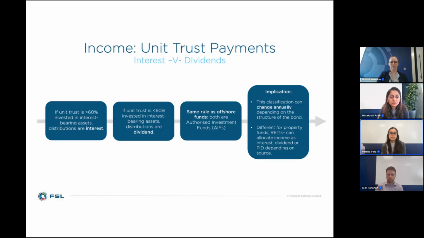That brings us on to unit trust payments and interest versus dividend. I think it's worth reiterating this point. We get a lot of questions about unit trusts and the 60% rule, and whether it should be treated as interest or dividend. So let's remind ourselves that if a unit trust is 60% invested in interest-bearing securities, then it is to be treated as interest. If it's less than 60%, then it is to be treated as a dividend. And the same rule applies to offshore funds, because they're all seen as authorized investment funds.